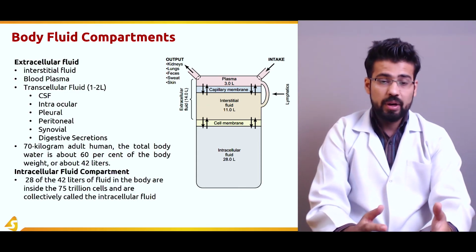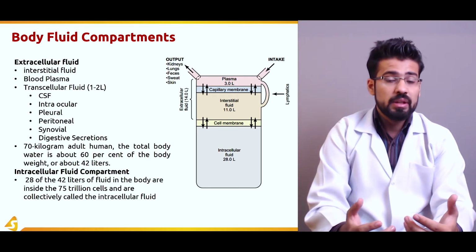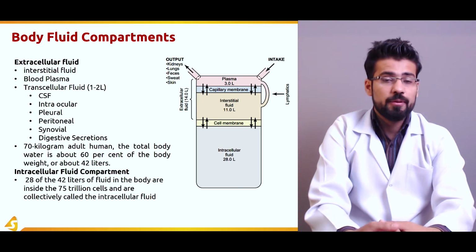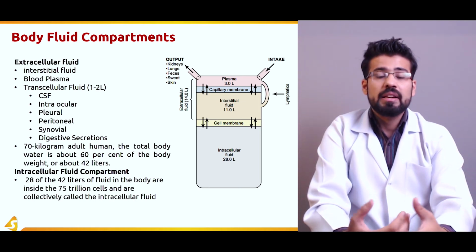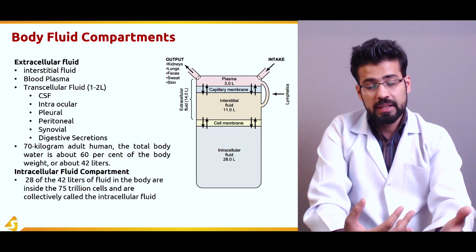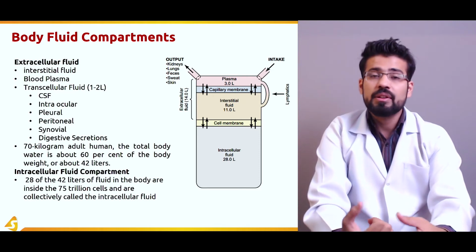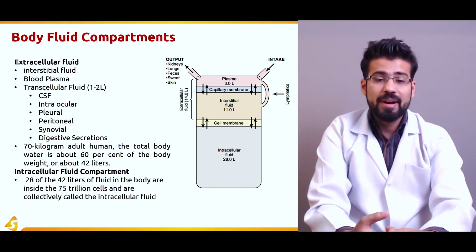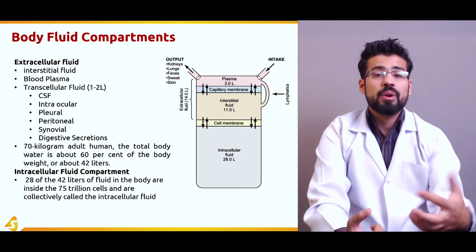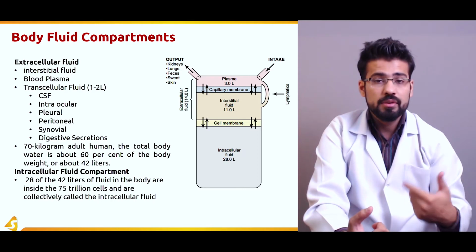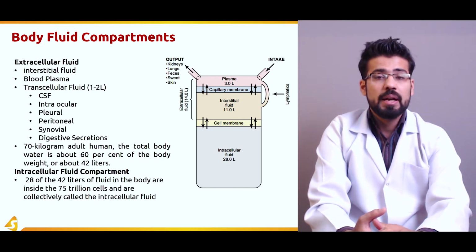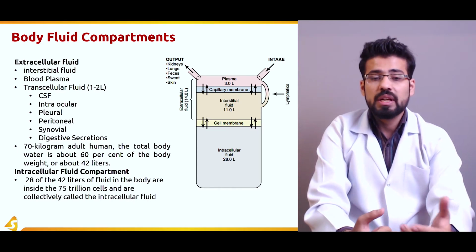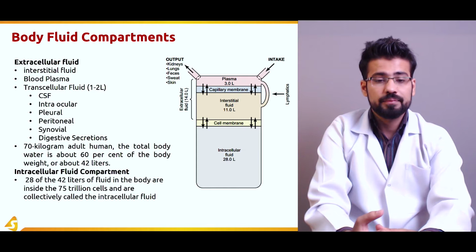The transcellular fluid includes a variety of different types of fluids. Number one is the cerebrospinal fluid, the CSF. Number two is the intraocular fluid, which is the fluid of the eye. The third one is the pleural fluid. This is followed by the peritoneal fluid, which is the fluid of the abdomen. Pleural is for the lungs, of course. We are going to discuss it when we have a figure of the pleural cavity. Same goes for synovial fluid and the digestive secretions.